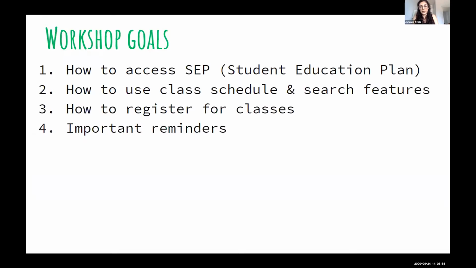So our workshop goals today, we have 4 main ones. How to access the SEP, that's your Student Educational Plan. The majority of you probably already have one. How to use the class schedule and search features. We'll share our screen to help you navigate that and make it as easy as possible for you. And we'll be showing you how to register for your classes. There are also links and videos on how to do that if you want to reference them. And lastly, we'll be going over some important reminders on our end, FYE, and also as a whole, Oxnard College.